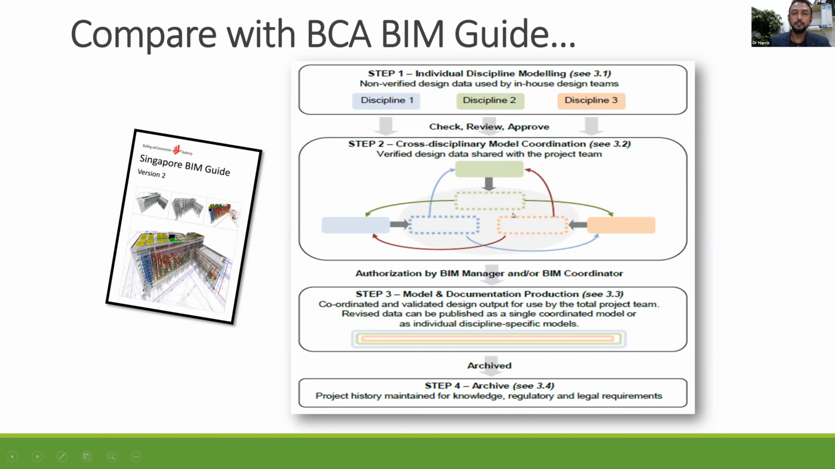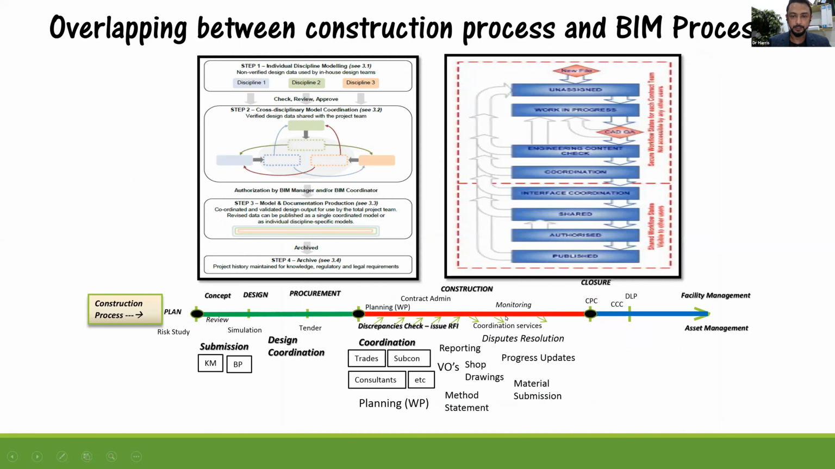Then you check again. You make sure that the information does not contradict each other. There's no dispute between these 3 disciplines. From 3 separate models, you make sure that the information is correct, then you integrate the model, you check again that there's no dispute between these 3 models, then you get the authorization from the BIM manager or BIM coordinator before you share to the site people. Basically, this is a construction process.